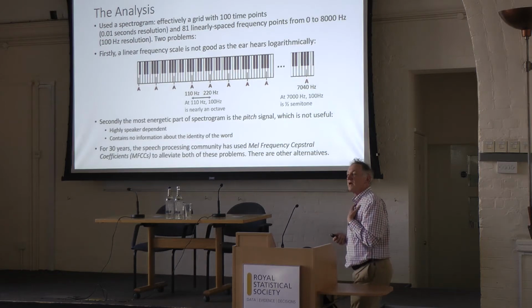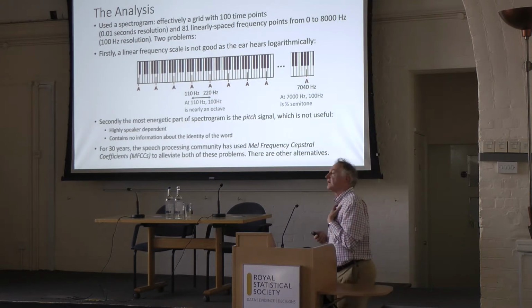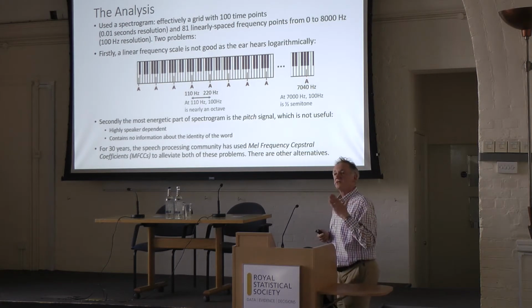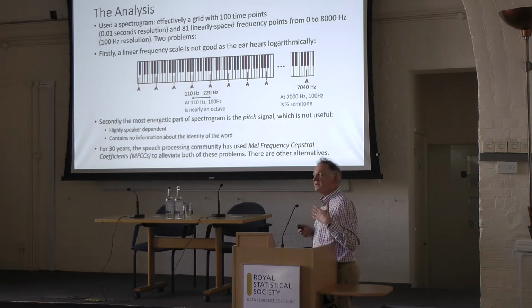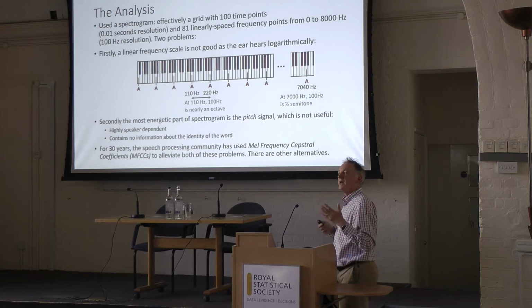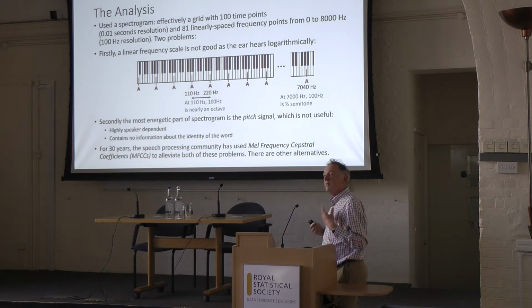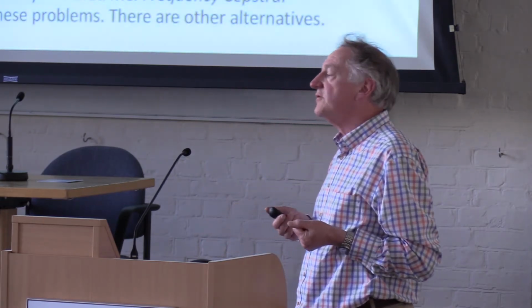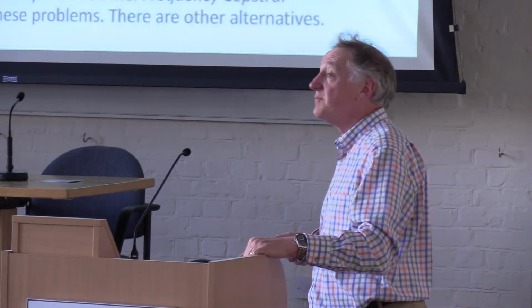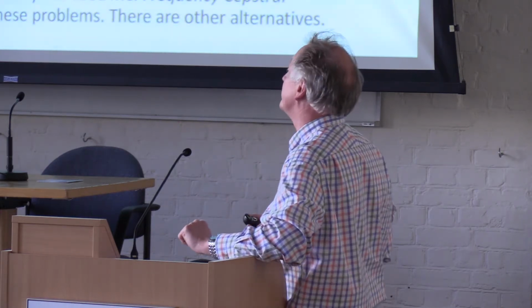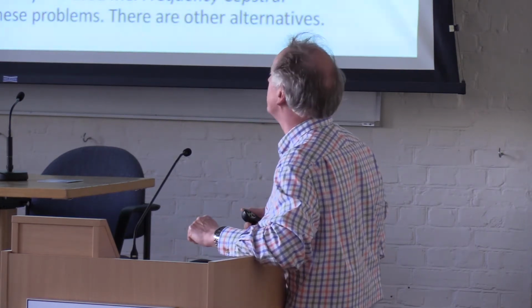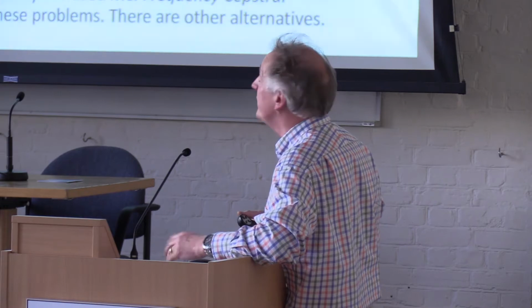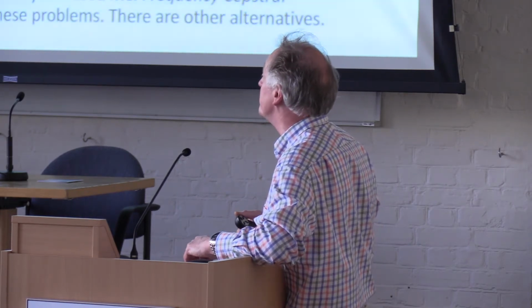That's the lowest part of the signal. That corresponds to your vocal cords vibrating, and for men it's about 80 to 120 hertz. For women it's a bit higher than that. That's where most of the energy in the spectrogram is. It's not a good idea to include that. It's highly speaker dependent. You don't want speaker dependence in this. You want to get rid of it as much as possible. And there's no information about the identity of the word in the pitch.